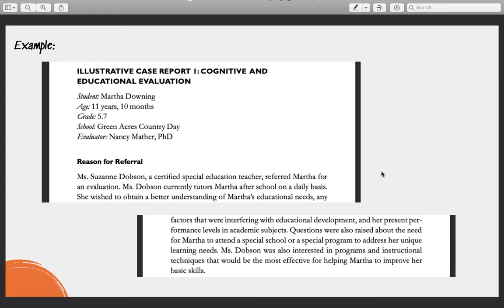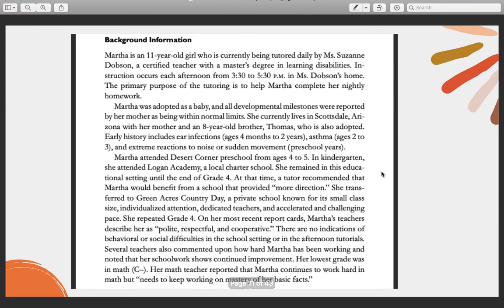Now we can see here that the reason for referral is their concern about Martha's educational needs, and if there is a need for her to be placed in a special school. Questions were also raised about the need for Martha to attend a special school or a special program to address her unique learning needs. Ms. Dobson was also interested in programs and instructional techniques that would be the most effective for helping Martha to improve her basic skills. So in this section, you're going to find important personal information about the student that you will be assessing.